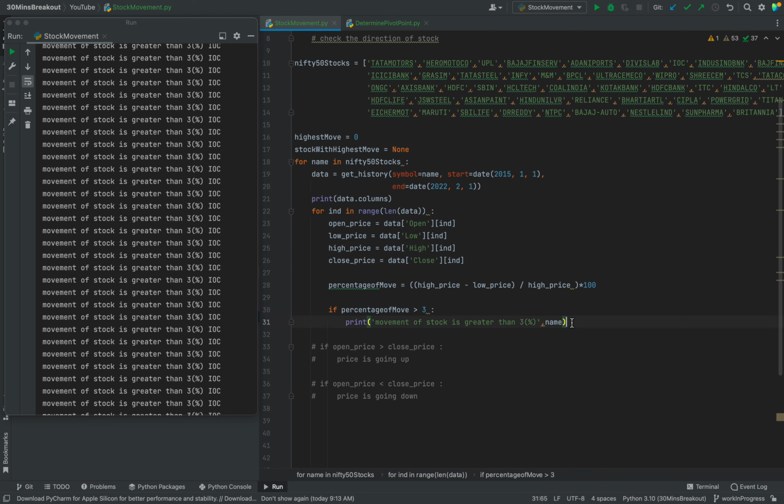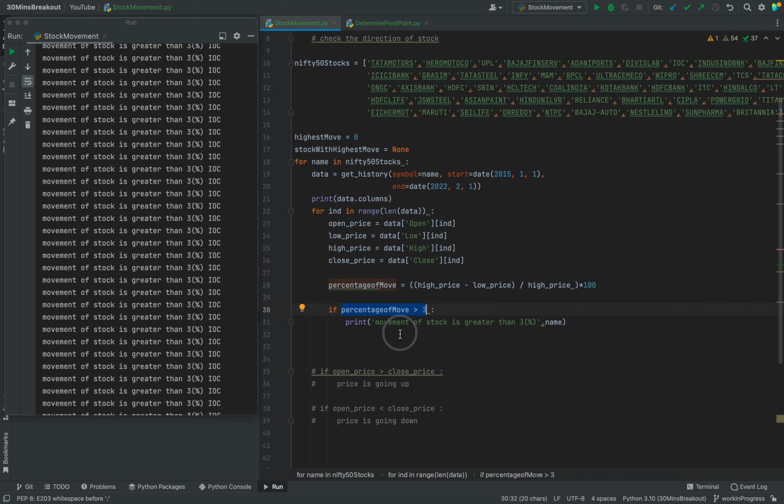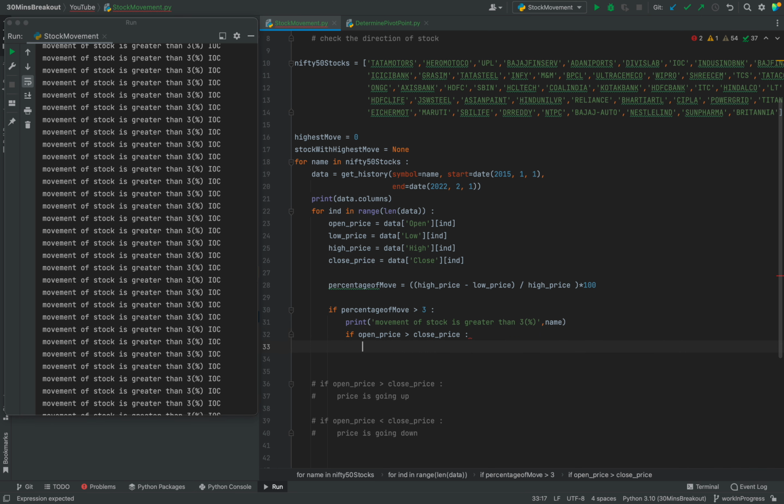Now we have to add one more condition here. If the percentage of movement is greater than 3, then on the next day we have to check if the price has moved in this forward direction or not. So now we have to check in which direction it has moved. For this we will compare the open and close price. If open price is greater, this means the price has fallen down.